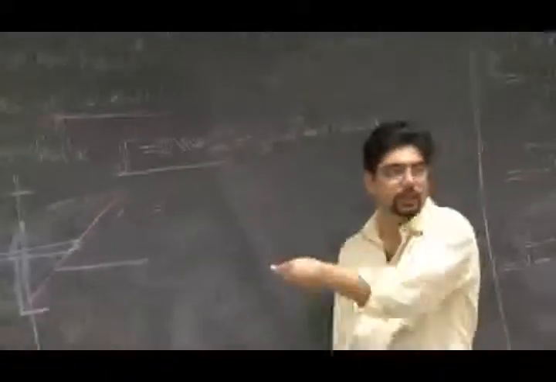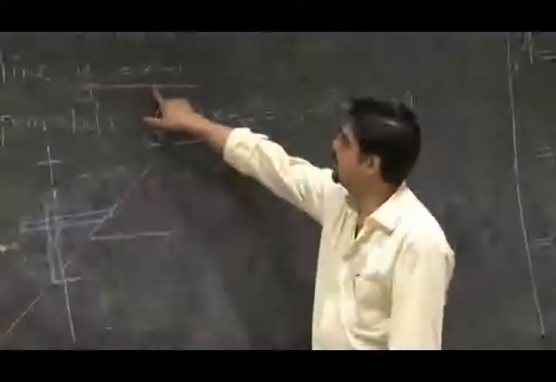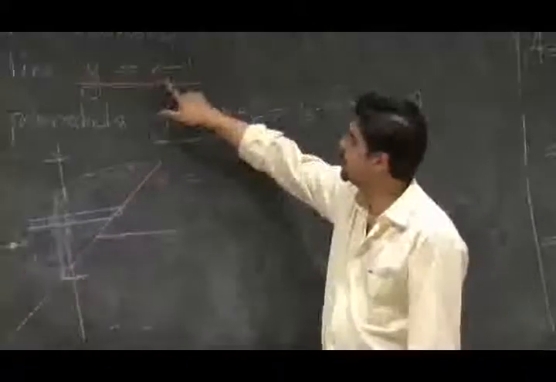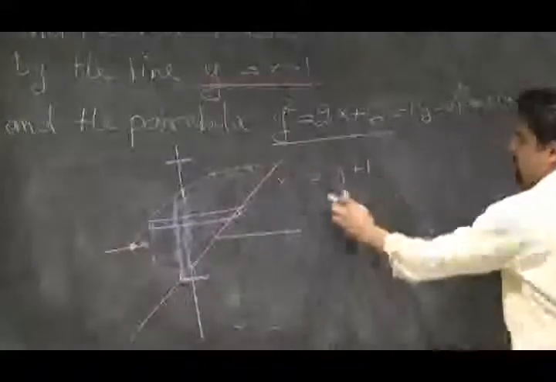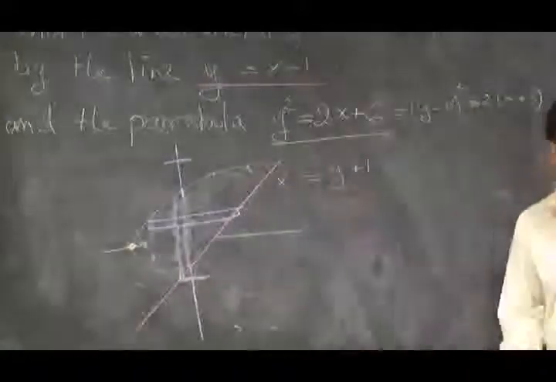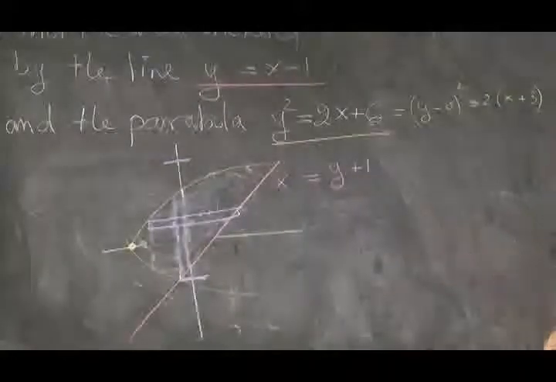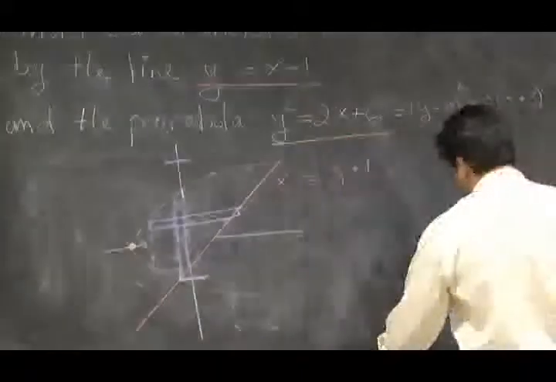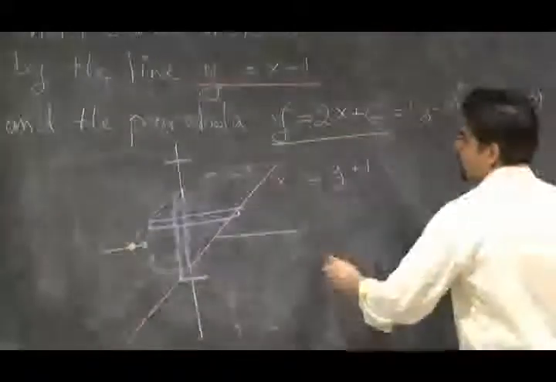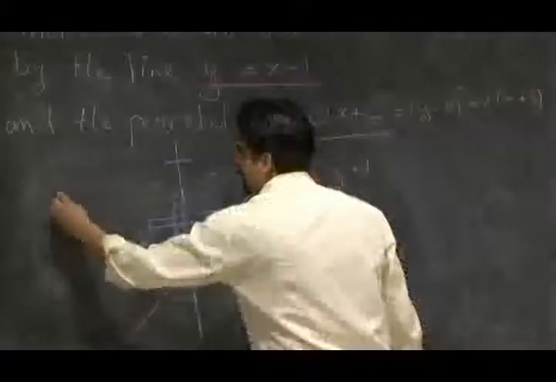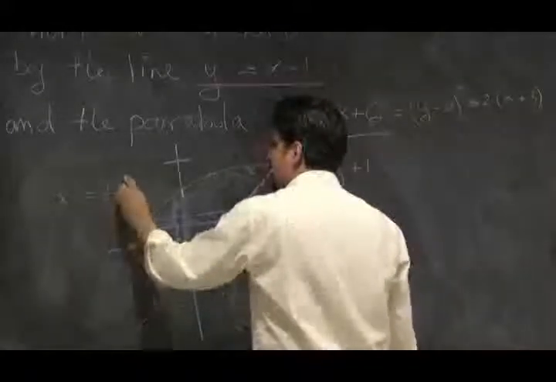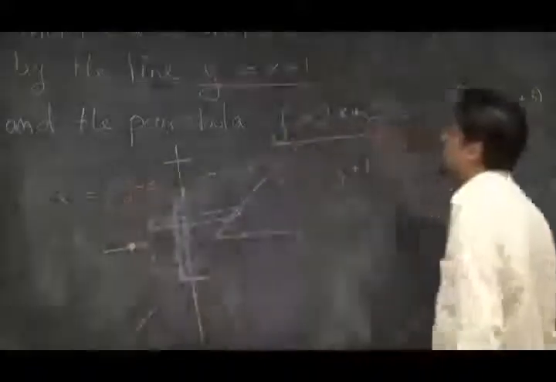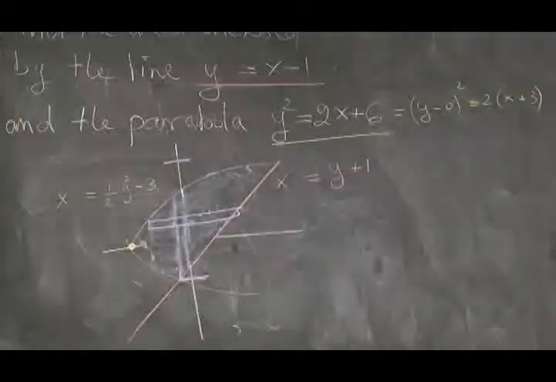Two, I have to make sure that this pink function is a function of y. This is the graph of this equation. Can I solve for x here? Yeah, it's just y plus 1, right? So this is my f of y. Could I do the same thing for the parabola? I can solve for x. It's pretty simple: it's 1/2 y squared minus 3. Does that make sense?